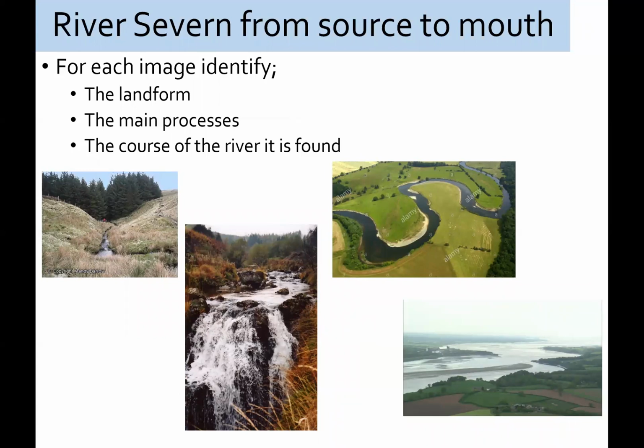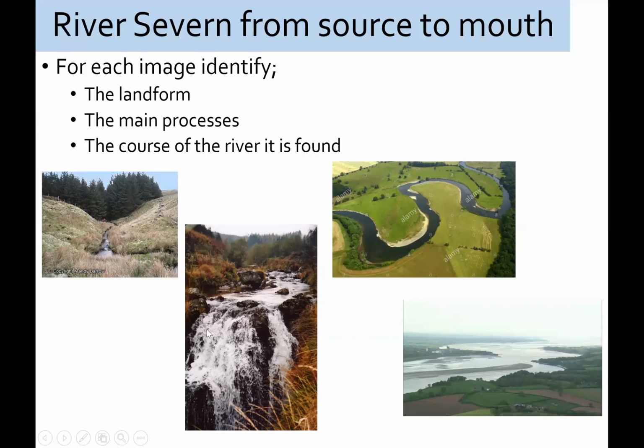So number 1, this one here, this is clearly a V-shaped valley, probably got some small interlocking spurs as well. Main processes: vertical erosion, eroding downwards, bit of weathering, breaking down of material on the sides that then moves into the stream, giving you this V shape. And that's found in your upper course, near the source, near the start.